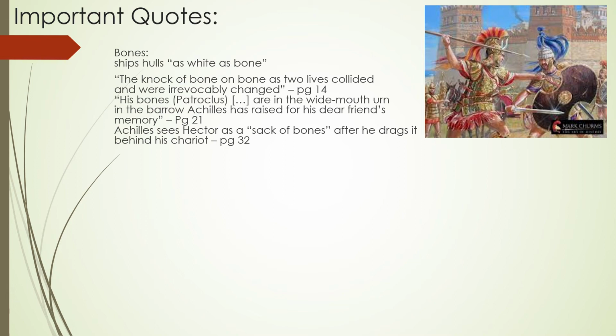Now, 2 lives colliding there, it's a bit ambiguous, because it could be that the boy who died, his life has changed, and then Patroclus has to leave, his life has changed. But we've also got, it's a pivotal moment for Achilles, and his life is changed as well. So it names 2 lives collided, but it's a bit ambiguous as to which 2 lives. And bones again: Achilles sees Hector as a sack of bones after he drags it behind. So just references to bones.